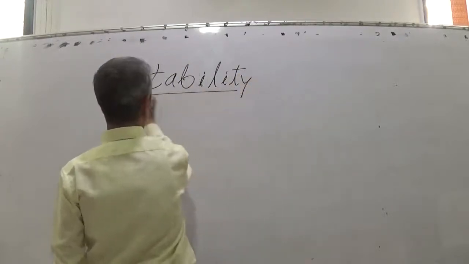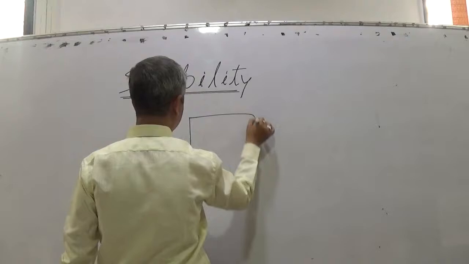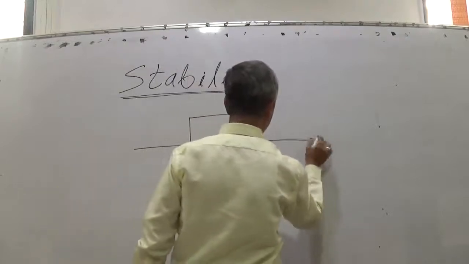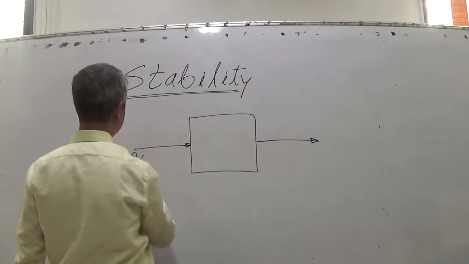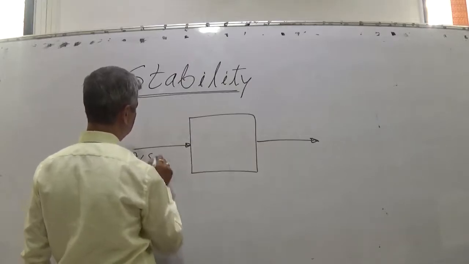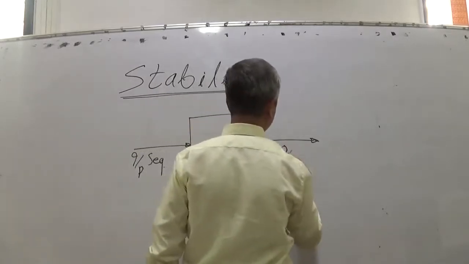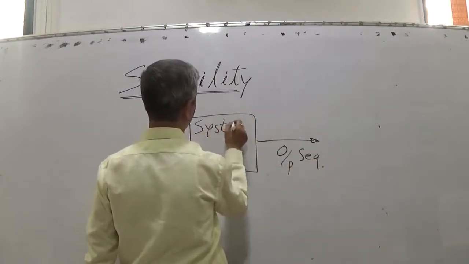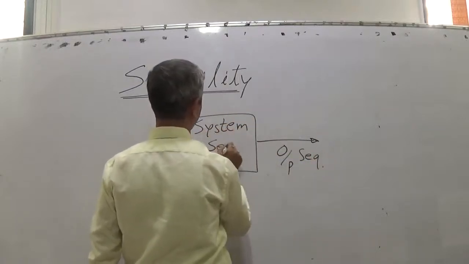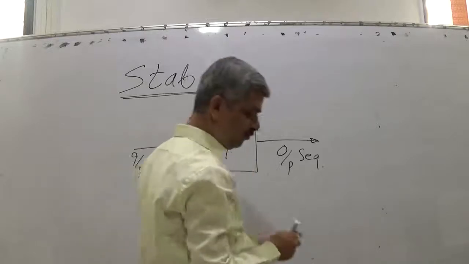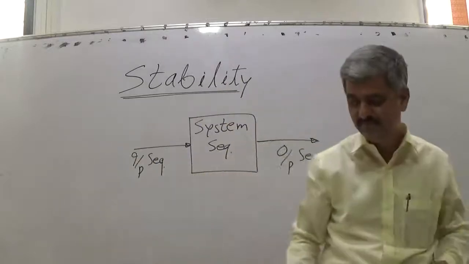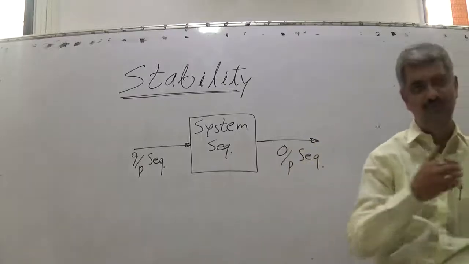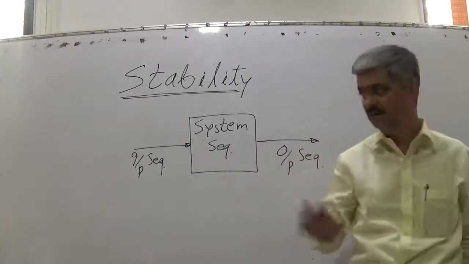We have a system, we have an input sequence and an output sequence. What we mean by a stable system, on that front we will elaborate in the immediate next session. So you run the immediate next video for stability analysis.